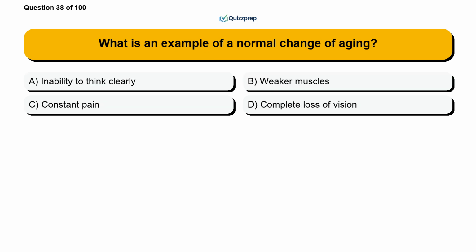Question 38. What is an example of a normal change of aging? Option A, inability to think clearly. Option B, weaker muscles. Option C, constant pain. Option D, complete loss of vision.